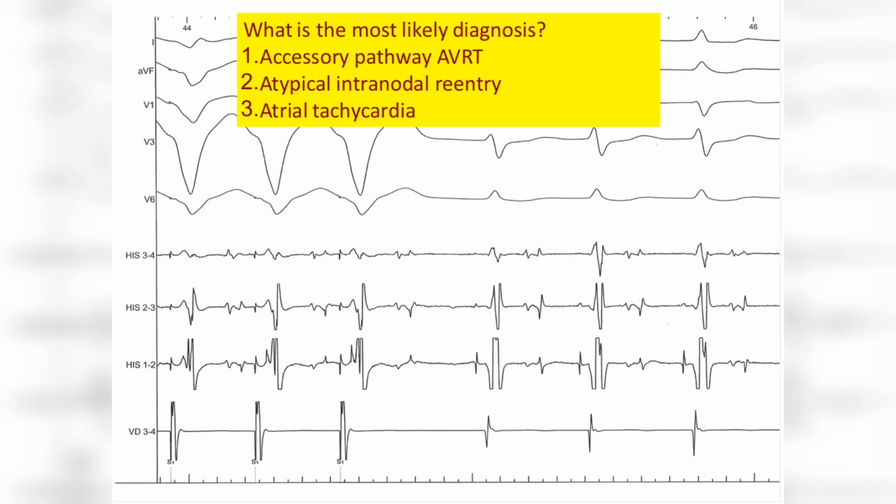We don't have a lot of time, so I think we have to be fast now. Can you please vote? You can measure the PPI in relation to the tachycardia cycle length, or you can measure the VA interval during tachycardia as compared to the VA interval during ventricular pacing. And you could now vote, I think.